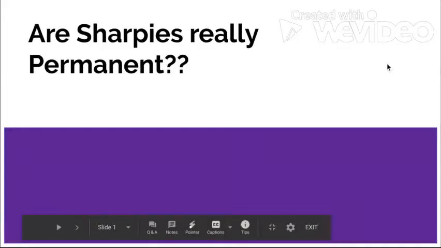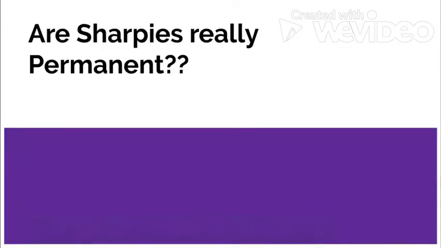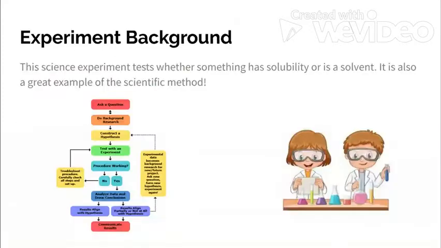All right. So before we get started, let's go over those terms and definitions, and we'll do our science experiment. Ready? Let's go. To get started with our experiment, are Sharpies really permanent markers? So for a little bit of background on this experiment, this is actually going to test whether something has solubility or is a solvent. And it's also a great example of the scientific method.